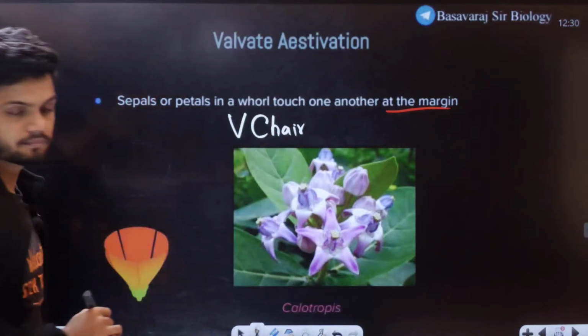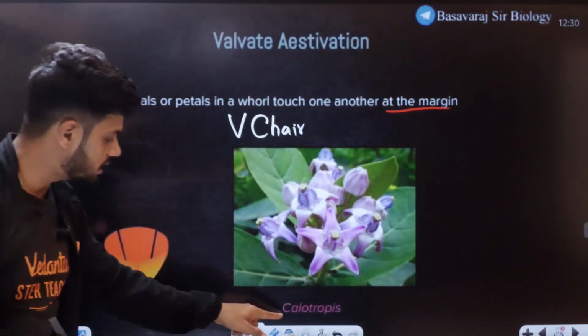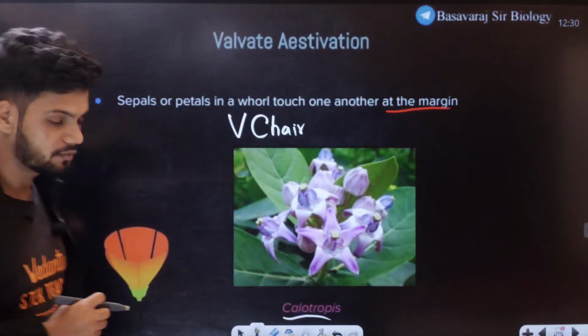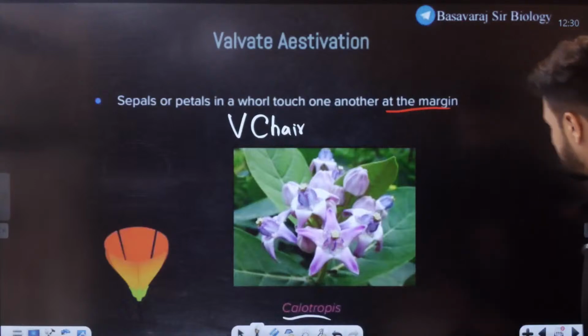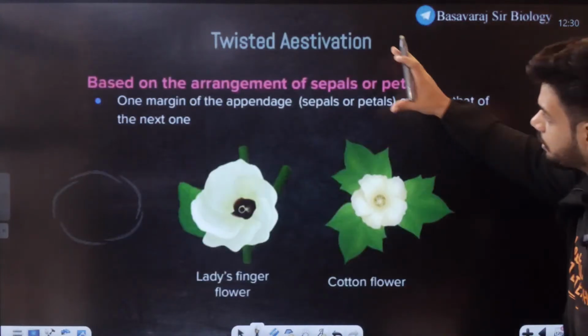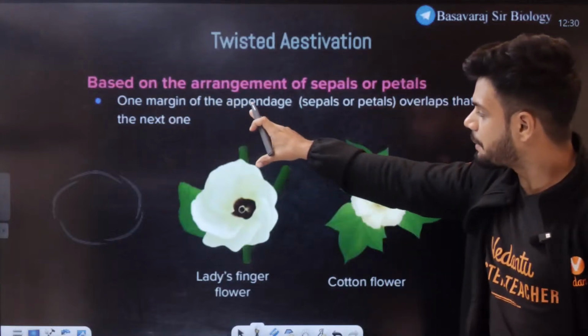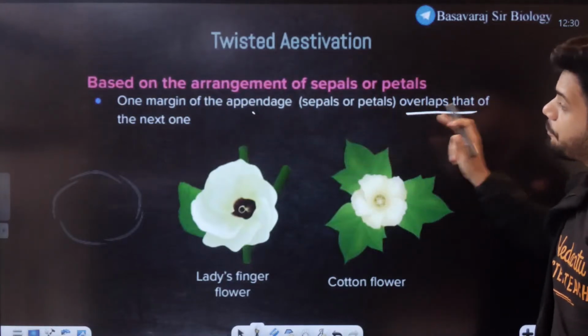What is V chair? That is valvate, C for calotropis. Twisted estivation: one margin of the appendage, sepal or petal, overlaps the other one.